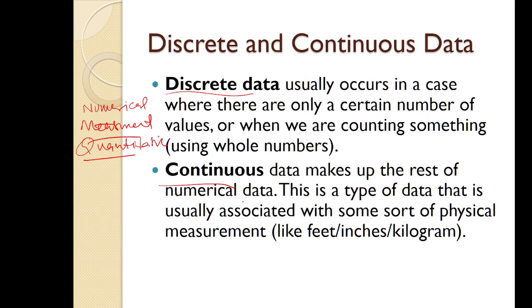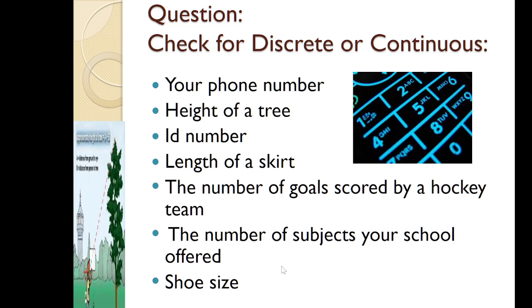And continuous data makes up the rest of the numerical data. This is the type of data that is usually associated with some sort of physical measurements, like height, or how much your weight is, that kind of thing. We'll see further examples as well. Now check for discrete or continuous. Your phone number. If you have to give someone your phone number, can you give it in decimals? Like 23456.87. Can this be a phone number? No, it cannot be. It has to be a whole number, right? So this one is discrete.